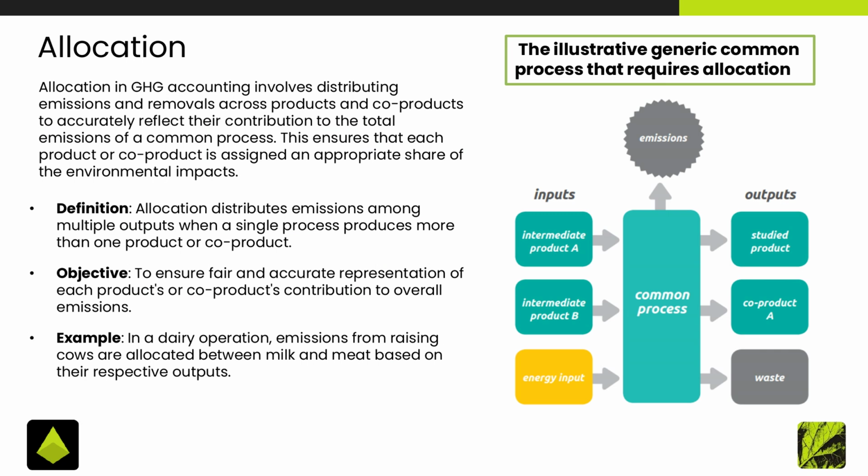For instance, when both intermediate products A and B emerge from a common process, we allocate emissions to each, ensuring they reflect their environmental impacts appropriately. This approach helps businesses capture the true environmental costs across their product lines, enhancing their sustainability initiatives.